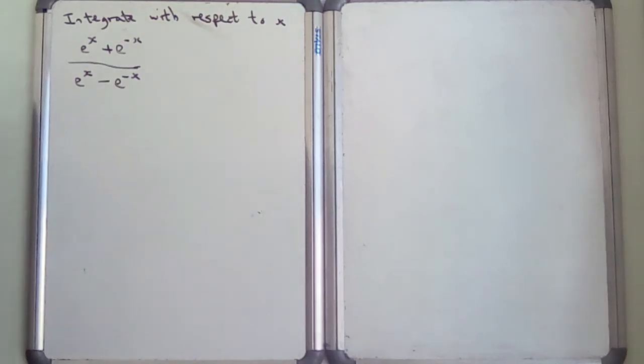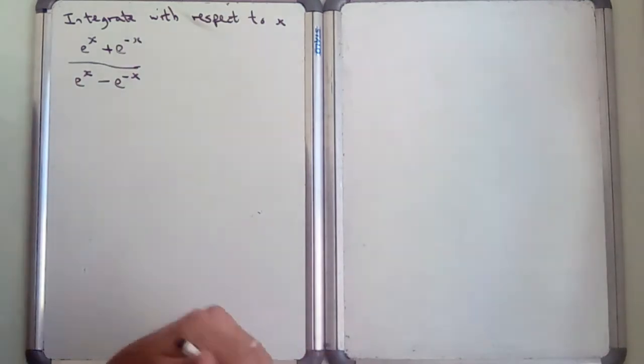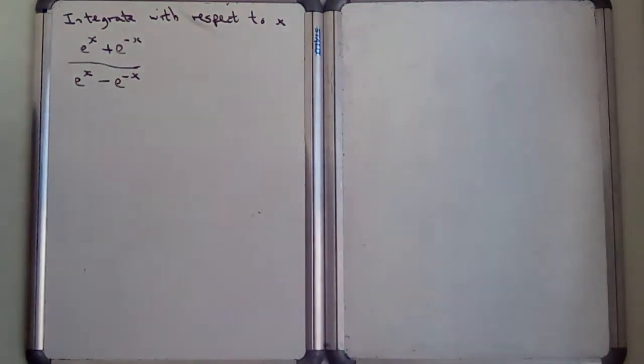Integrate with respect to x, (e to the x plus e to the minus x) over (e to the x minus e to the minus x). So on the face of it, it does look very complicated. In integration, sort of mixed integration, there are so many different techniques, it's very difficult without a lot of experience to know when to use which one, so there are no shortcuts to it.